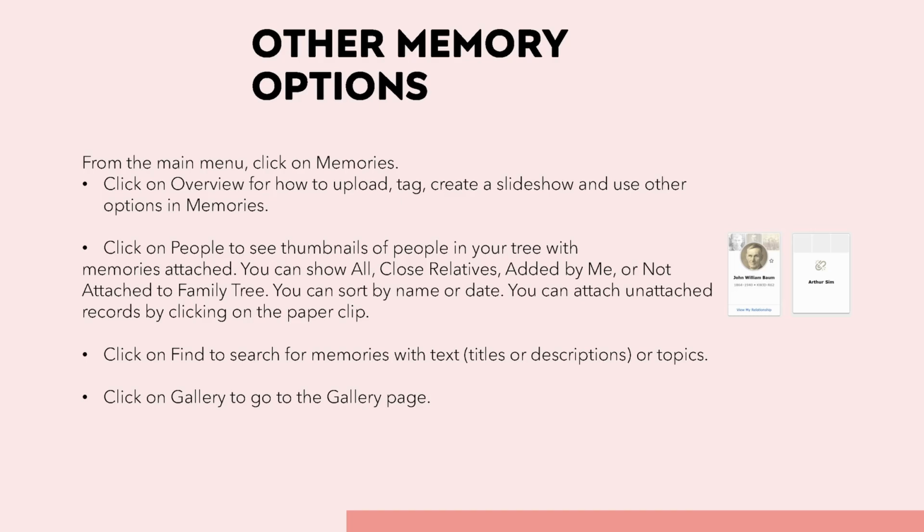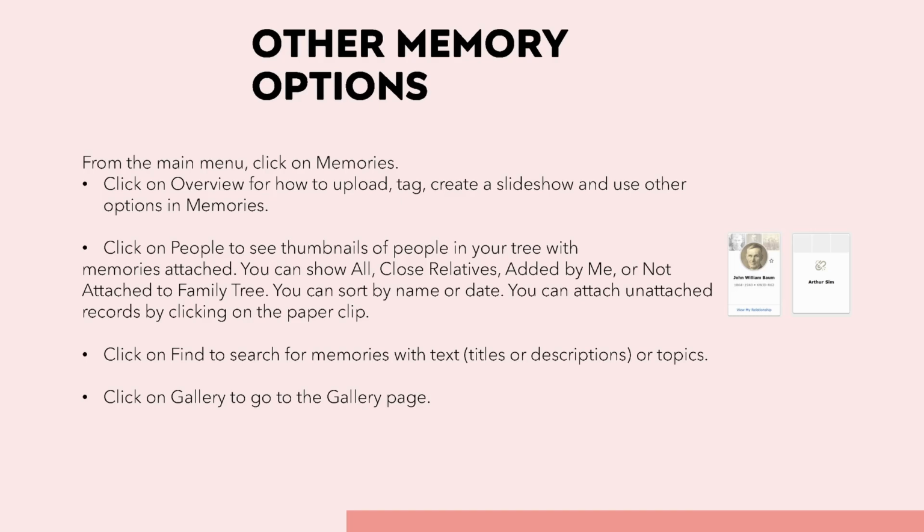So you don't have to always hunt and search for people whose memories have not been attached to them. You can sort them. You can also look for names, and you can also look for dates. The next thing on that memory menu is to click on find, and that lets you search for memories, but it has to be things that have text or topics. That one doesn't search by people. The people is what you'll use to search for people. And then the next one is the gallery, and that will take you directly to your personal gallery page.